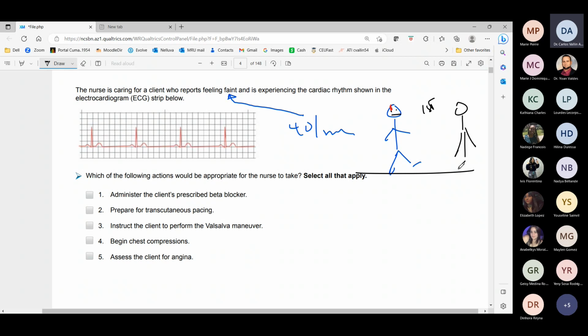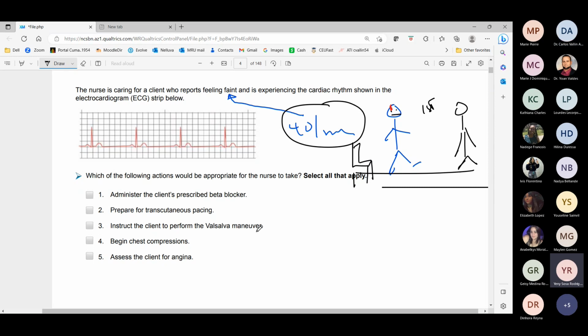The client is entering with that, and you know that the client has a heart rate, as stated in the question, of 40. Okay, so what is the first thing that you do with this client in an ER situation? Assess further? Sit the patient. The answer is that, guys. Sit the patient. That's why I drew the chair there.